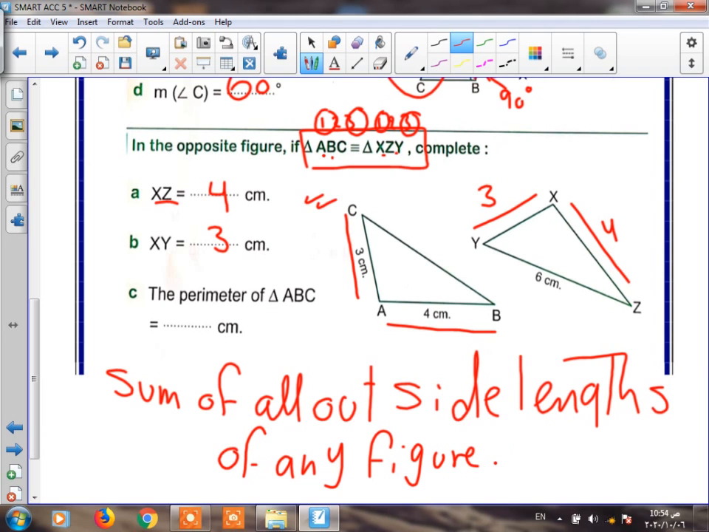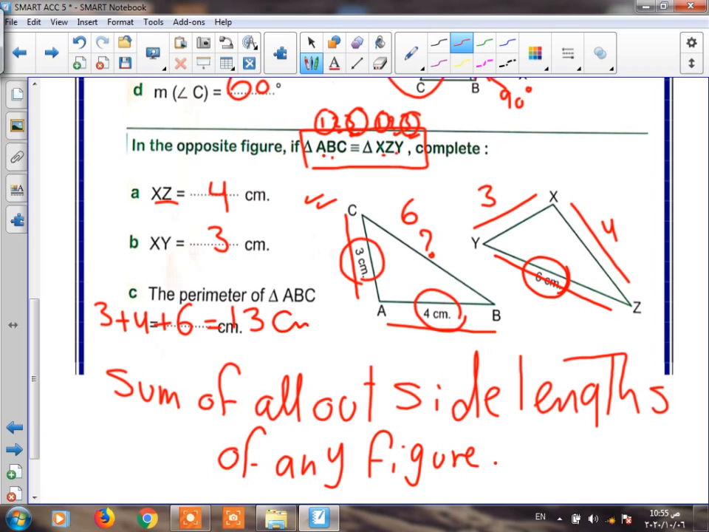How can I get the perimeter of this one? I must add 4, 3, and this side. Okay, the side is missing. Here CD, number 2 and number 3. So from the other triangle, number 2 and number 3, ZY. ZY equals what? Equals 6. So this side also equals 6. So here to get the perimeter, we will add 3 plus 4 plus 6, equals 13 centimeters.